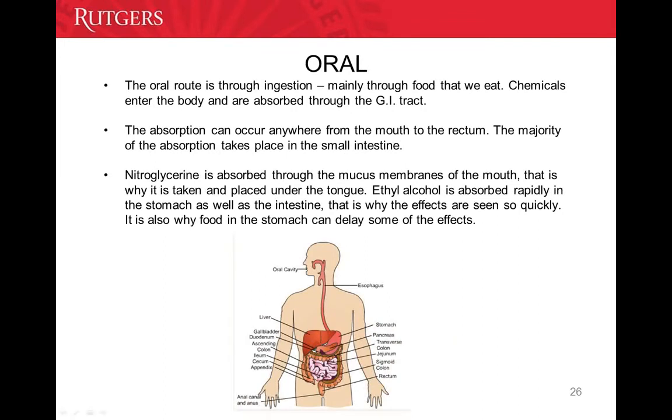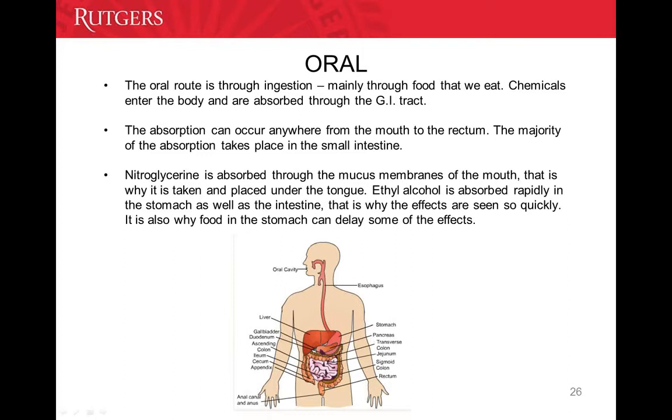The oral route is through ingestion, mainly through the food that we eat and the water that we drink. Chemicals enter the body and are absorbed mostly along the GI tract. Absorption can occur anywhere from the beginning of the system to the end, from your mouth to your rectum. The majority of absorption takes place in the small intestine, but it can take place anywhere from the beginning to the end of the system.